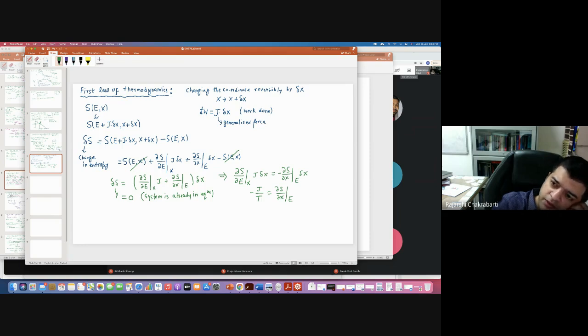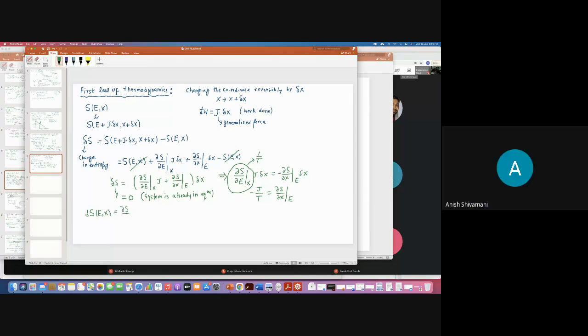It should be, no? Yeah, you understand, no? Because this thing is 1 over T, no? This thing is 1 over T. This minus J by T equal to del S del X at E. Okay? This is fine. Yes, sir. Very simple thing. But again, you recall that your entropy is a function of E and X, isn't it? So an exact differential of entropy will be what? Del S del E dE plus del S del X dx.